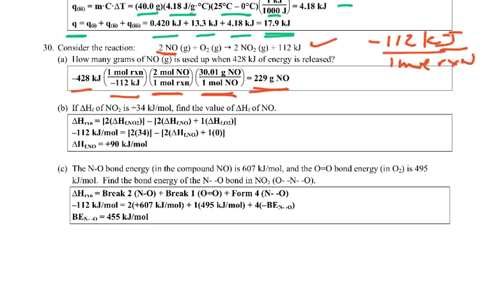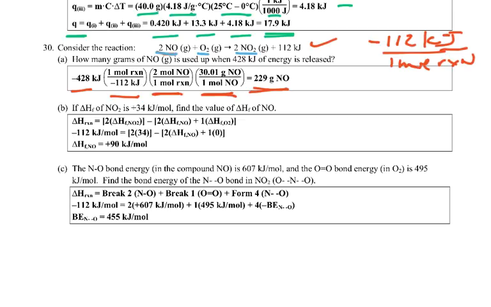For part B, if the delta H of NO is positive 34, find the delta H of formation of NO2 and NO. So we're going to go back and do products minus reactants. So we can see what happens. Our products is the 2 NO2s, and that's going to be that delta H of formation minus the delta H of formation of 2 NOs and 1 O2. Now remember that O2 is an element, so its delta H of formation is 0.